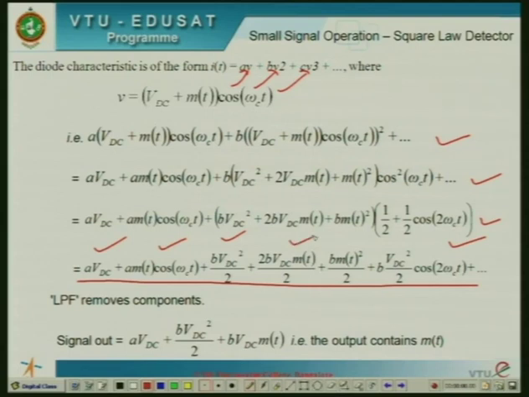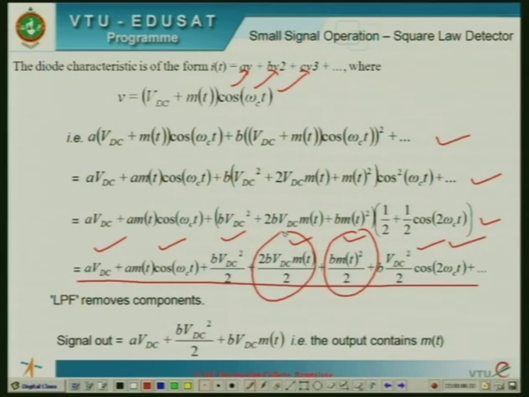The fourth component is VDC times m(t) by 2, the fifth component is m(t)² by 2, and the sixth component is VDC² by 2 times cos(2ωct). Out of all these components, the most important ones for us, which contain the message, are m(t)² by 2, which is one of the input data that is required for us, plus the next component, 2b VDC times m(t) by 2.